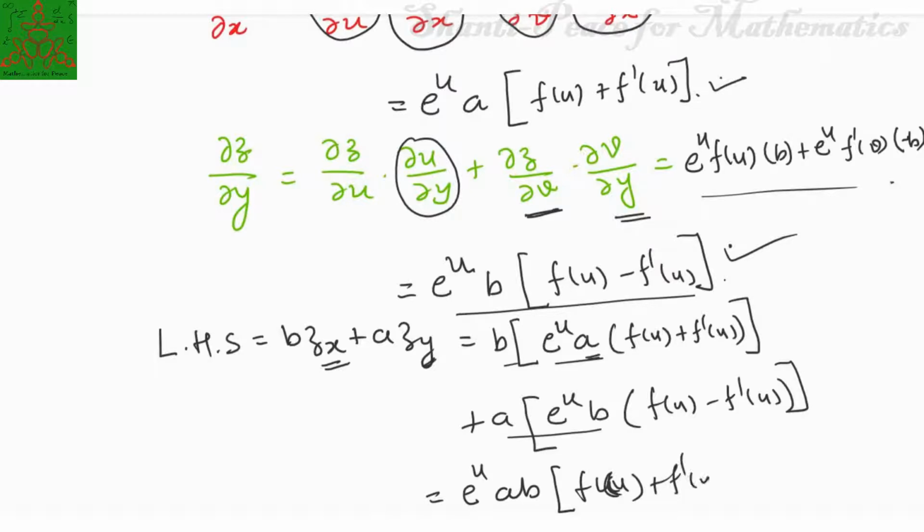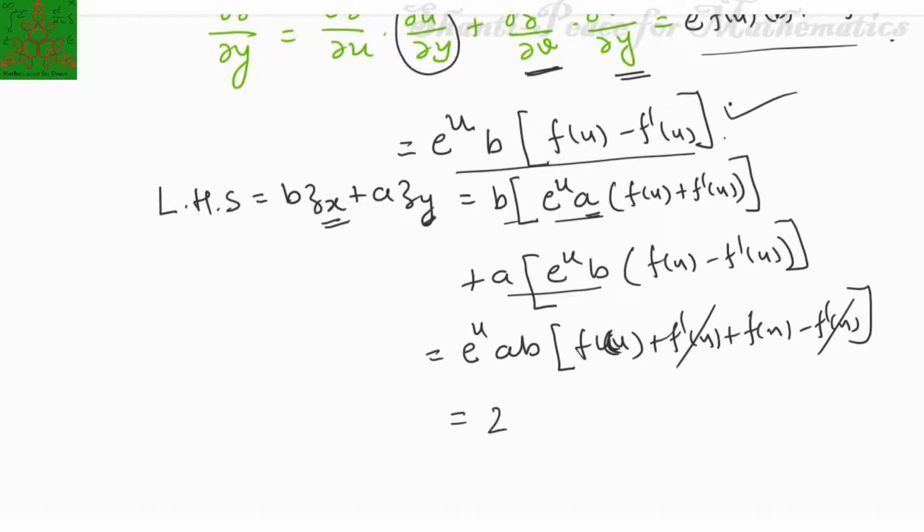Finally you will have e^u a into b, inside the bracket f(u) plus f'(u) plus f(u) minus f'(u), and this f'(u) will get cancelled. So that's why, in the final, you will have 2 times e^u into ab. So that is the RHS. So that completes the proof of this result.